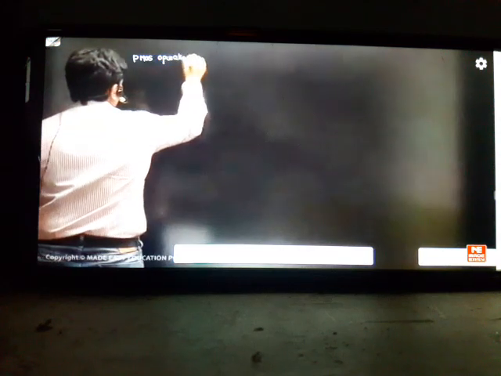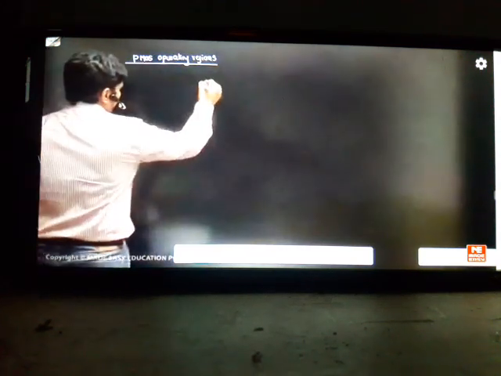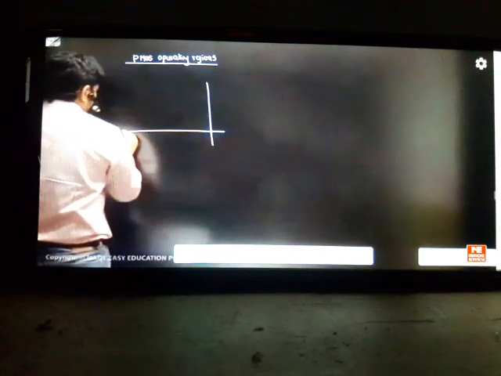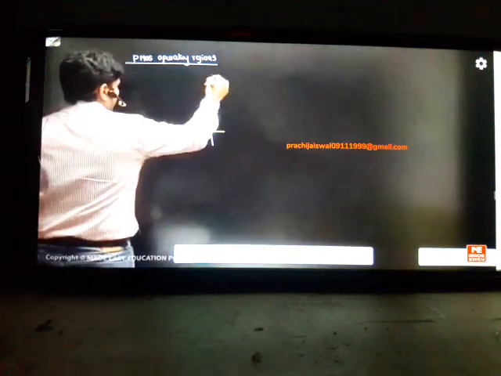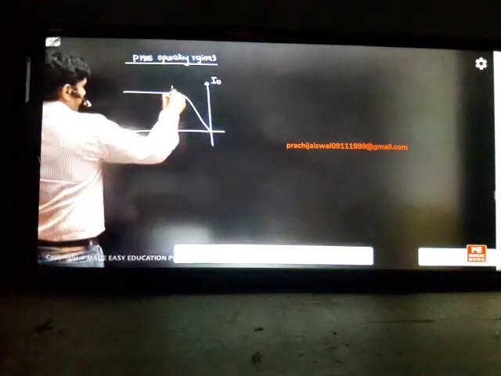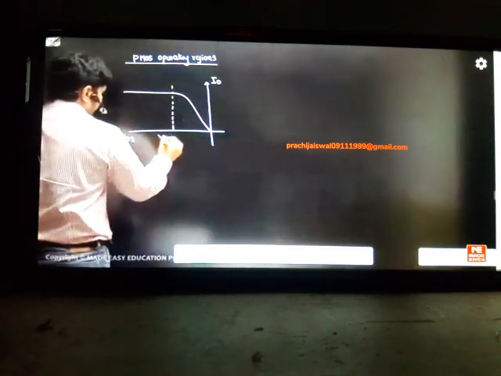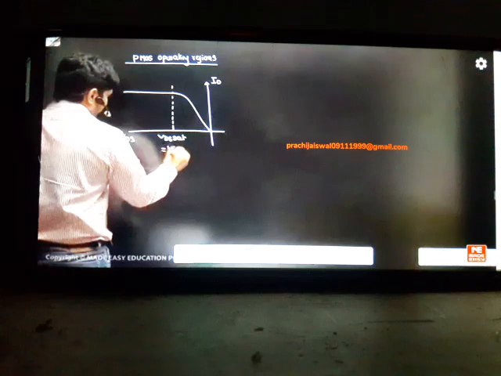Let us start now. PMOS operating regions. Keep the heading. Here the graph should be a reverse graph, you have to understand. Your VDS will always come on the negative side in PMOS. So your study graph should be like this. There's a boundary here. This is your VDS sat, which is equal to VGS minus VT.